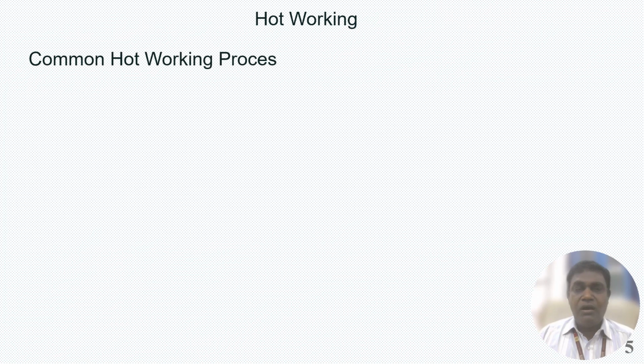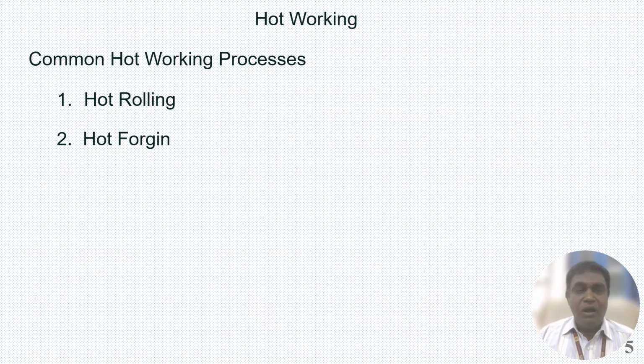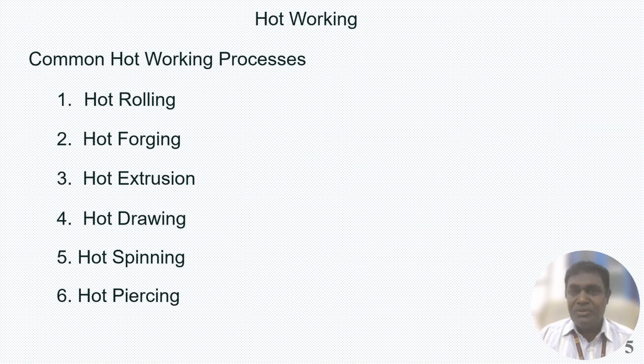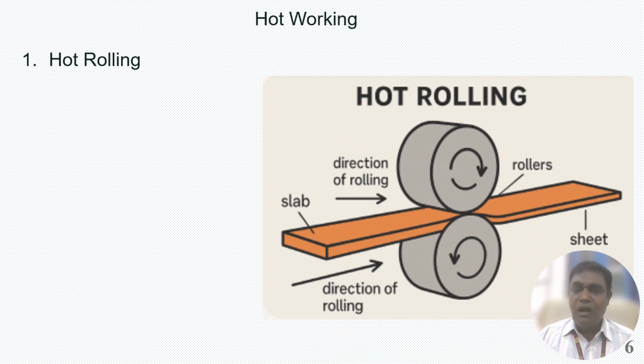Common hot working processes are hot rolling, hot forging, hot extrusion, hot drawing, hot spinning, and hot piercing. So these are the hot working processes usually performed. Now look at them one by one. First we will see hot rolling.